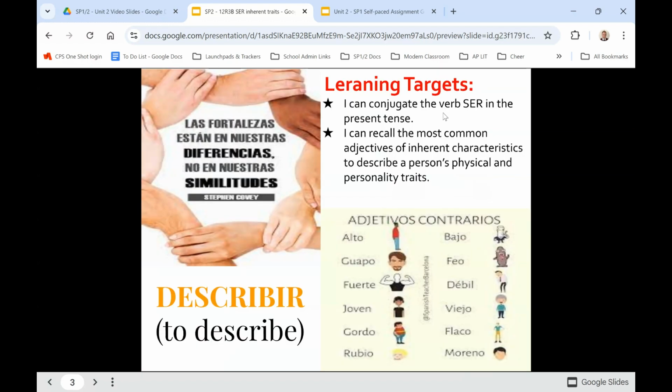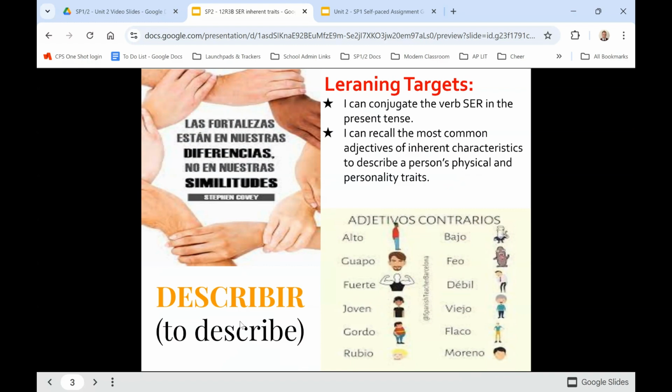Our learning targets. I can conjugate the verb ser in the present tense. I can recall the most common adjectives of inherent characteristics to describe a person's physical and personality traits.